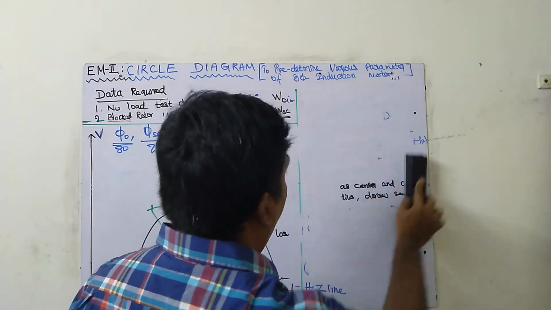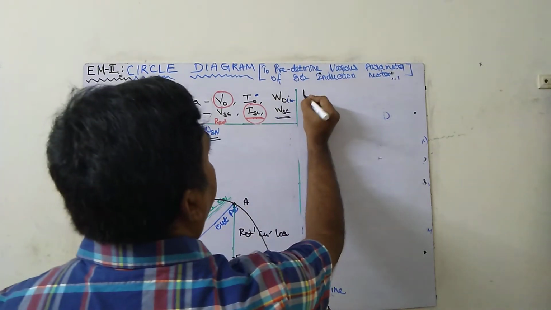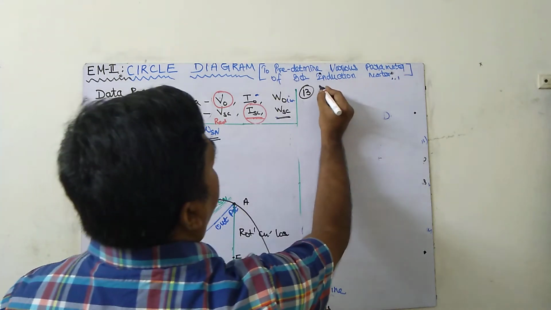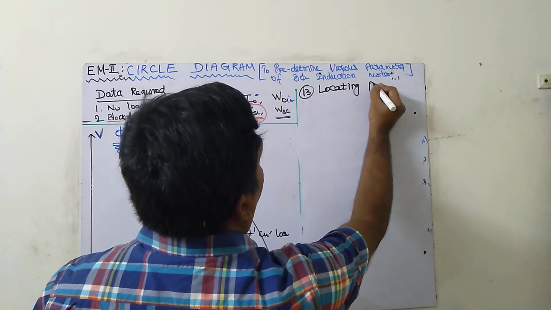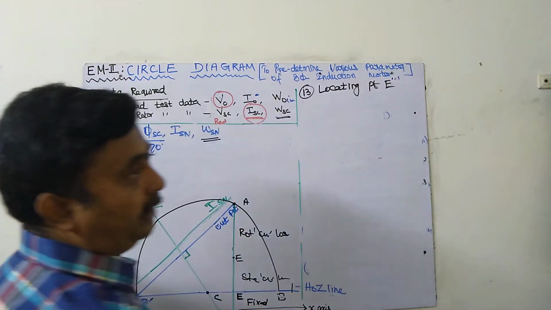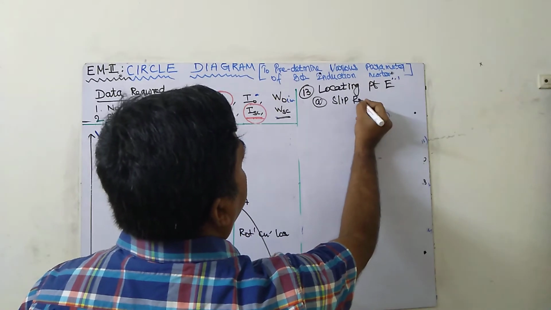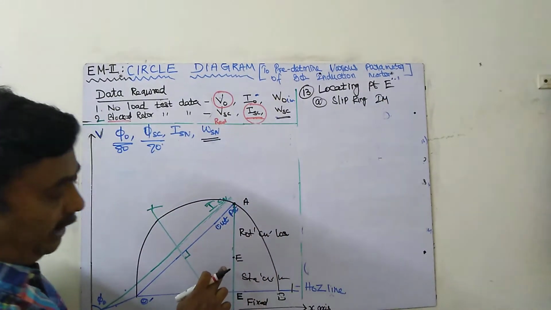This is step number 13, locating point E. After that, I will come to the power scale. Locating point E. How to locate point E? Okay, first part A, for the slip ring induction motor. So for the slip ring induction motor, here I have to locate it.